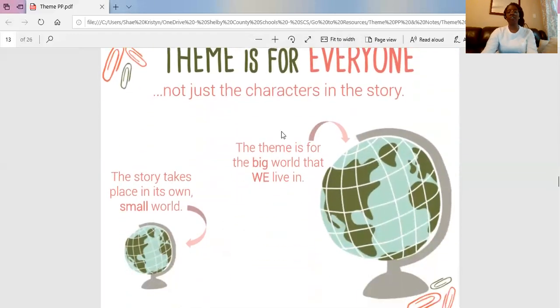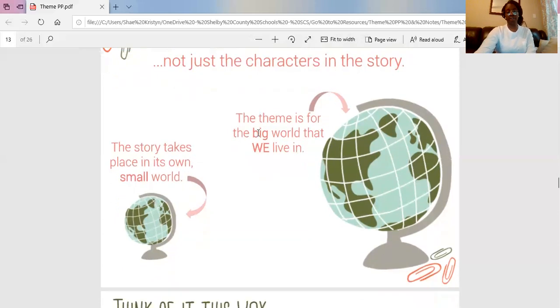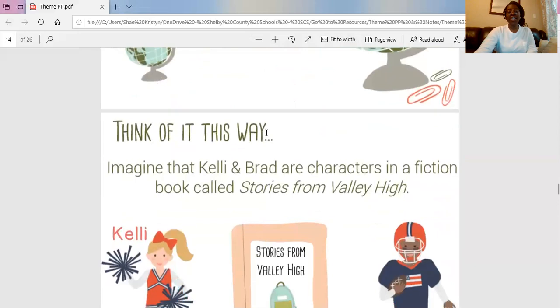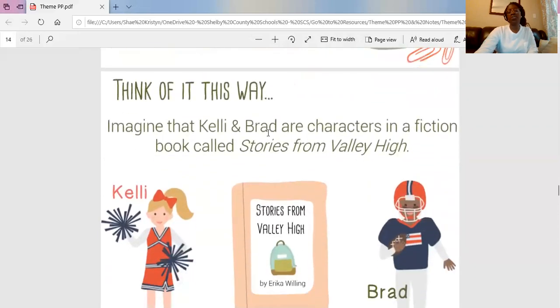So theme is for everyone. That's why it has to be used in every situation. I've already discussed this, but I want you to take this idea where the story takes place in its own small world, but the theme is for the big world that we live in. So the story takes place in that passage, but when we learn theme, I have to make sure that it could be something that can apply to real everyday life. Get it? Got it. Good. Okay, so let's think of another way to think about things.